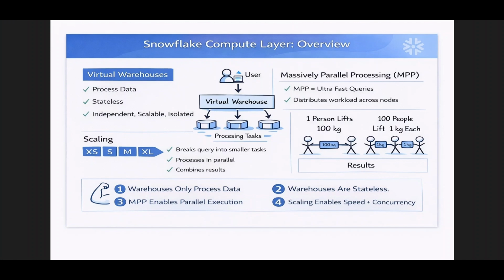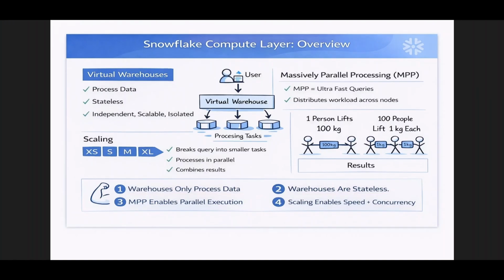Additionally, Snowflake uses massive parallel processing. That means when you submit a query, Snowflake does not run it on a single machine. Instead, it breaks your query into multiple smaller tasks and distributes them across multiple nodes. Each node processes a chunk of data in parallel. Then Snowflake merges the results and sends them back to you. Here is the analogy. Instead of one person lifting 100 kg, Snowflake uses 100 people lifting 1 kg each. That's why Snowflake scales so well.